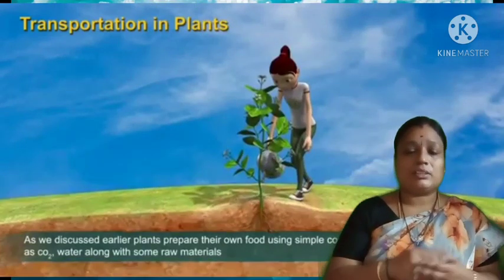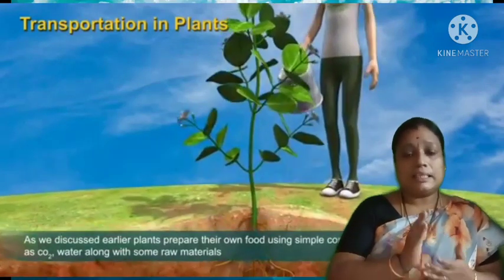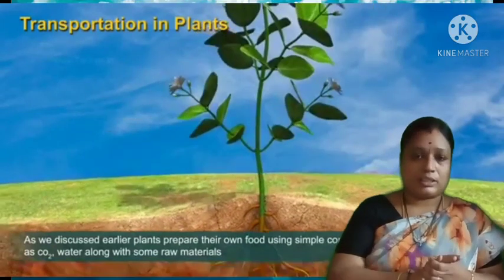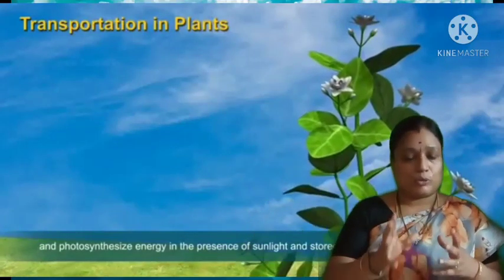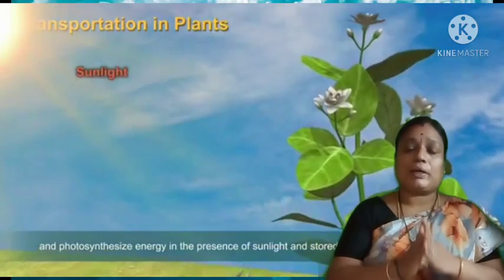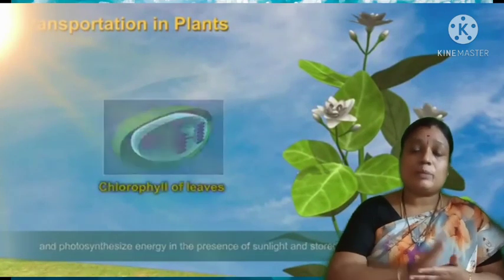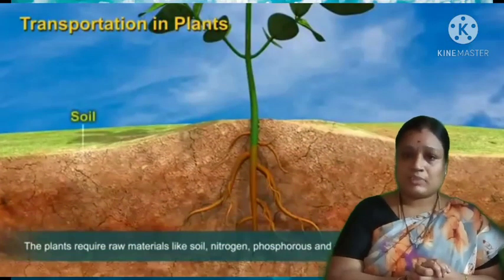And in the same way, children, leaves. Leaves are called the kitchen of the plant because leaves prepare food with the help of sunlight, water, and chlorophyll, isn't it? And by a process called photosynthesis, the leaves prepare food. And that food is transported to all other parts of the plant, including the root.